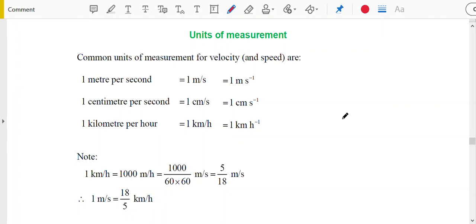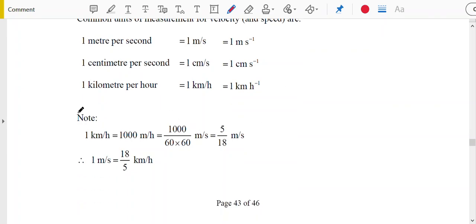students and specialist math students, but velocity and speed, the most common units of measurement are either meters per second, centimeters per second, or kilometers an hour. And there is a little conversion table like here that shows you how you can convert between the three sets of units if you need to. So you may need to refer to that, but most likely you won't.